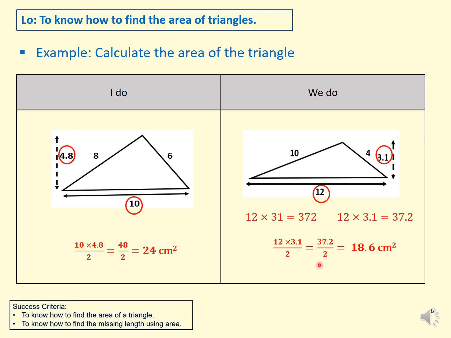Then I need to half my answer because that was the formula of area of triangle. I have to half it at the end. So for your last answer, you need to do that division. If you don't know what the half of 37.2 is, you need to do 37.2 divided by 2 using the short division, the bus stop method, to find the answer as 18.6, and the unit is unit squared, centimetres squared. Very well done if you managed to do this one right.